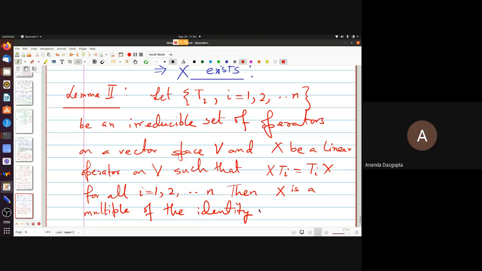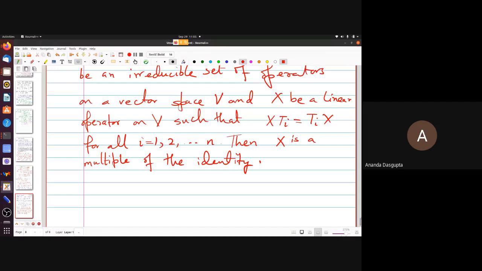This is Schur's second lemma, a very, very important lemma. In fact, both of them are going to be critical for proving various results that we are going to use in group theory. It says something very simple. It says that the only operator which commutes with every one of an irreducible set of operators has to be a multiple of the identity. Of course, the converse is trivial, right? Any multiple of the identity commutes with every operator. But what it's saying here is that the only operator which commutes with every operator in an irreducible set of operators is a multiple of the identity.